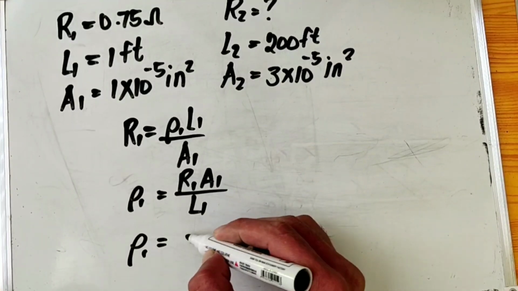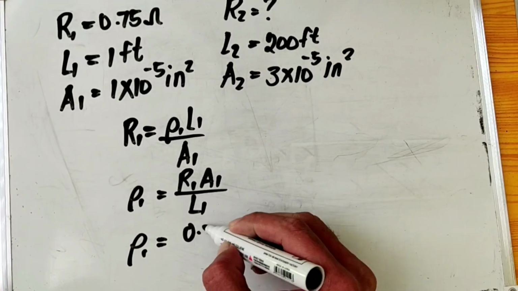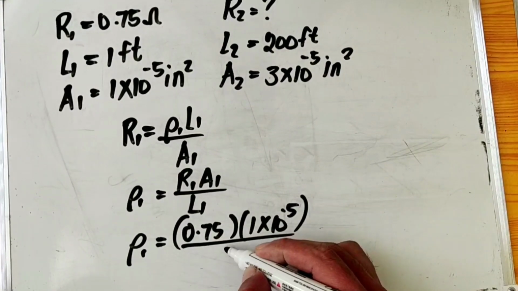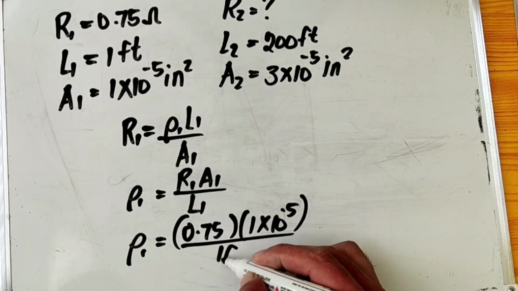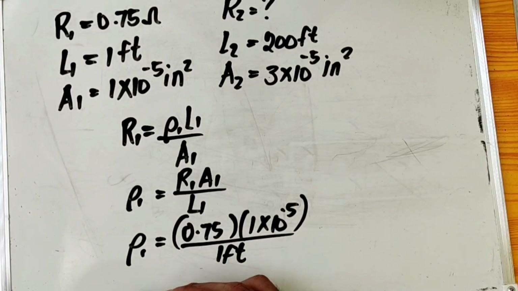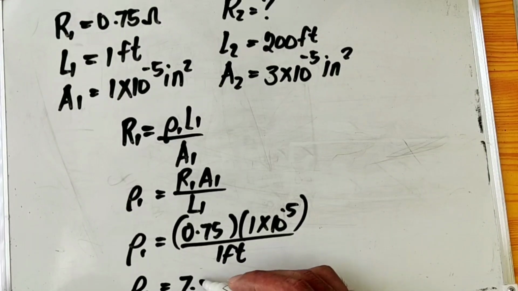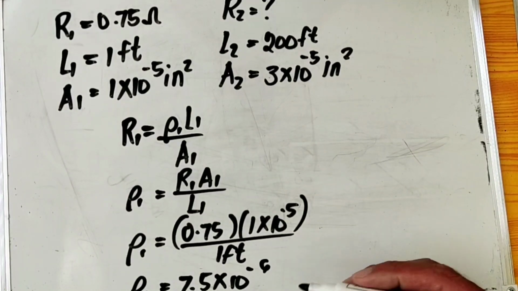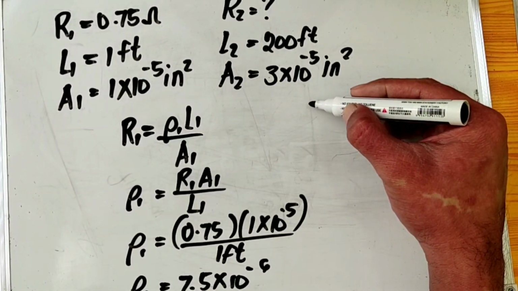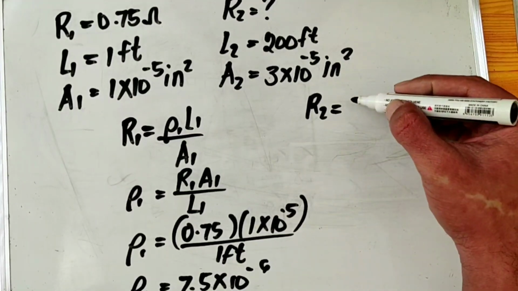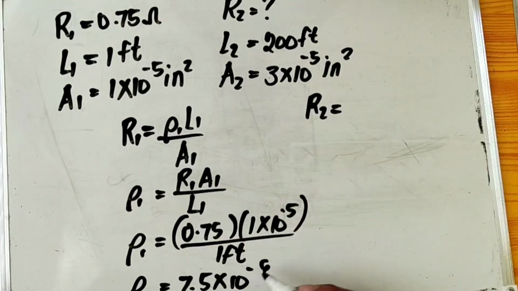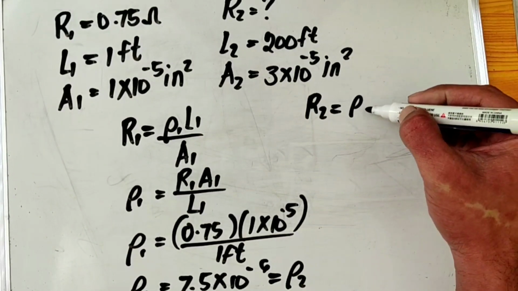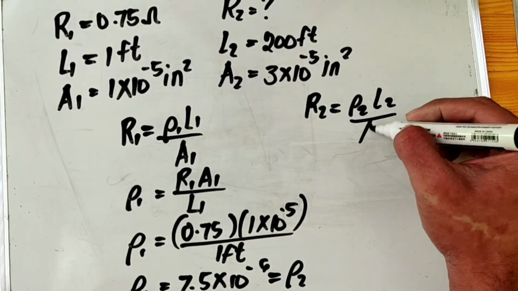So rho 1 is equal to 0.75 times 1 times 10 to negative 5 over length 1, which is 1 foot. So for the rho 1, we will be having a value of 7.5 times 10 to the negative 6. So let's not just put the unit kasi makakancel lang din naman. So for the R2, kailangan natin ang rho 1 which is equal to rho 2. Bakit equal siya? Kasi sinabi same material. So for the rho 2, L2 over A2.